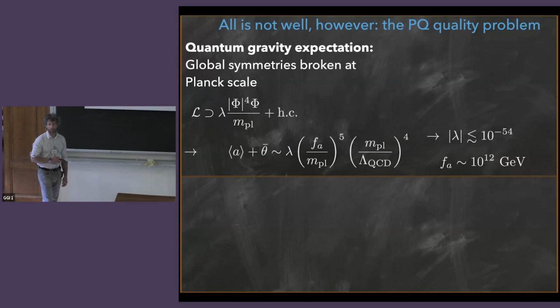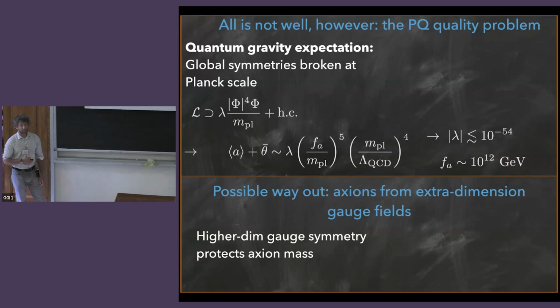And so if I allow myself to do that, I can write down operators like this, where lambda could have some phase. And then when I minimize the potential for the axion, this contribution, A plus theta bar, should be 0 to solve the strong CP problem, but you can see now it's not 0. And putting in a decay constant of 10 to the 12 GeV, I would need to tune the magnitude of this lambda parameter to be less than 10 to the minus 54 to maintain the axion as the solution to the strong CP problem. So this is the dirty side of the axion, and it's a problem that we just have to face.